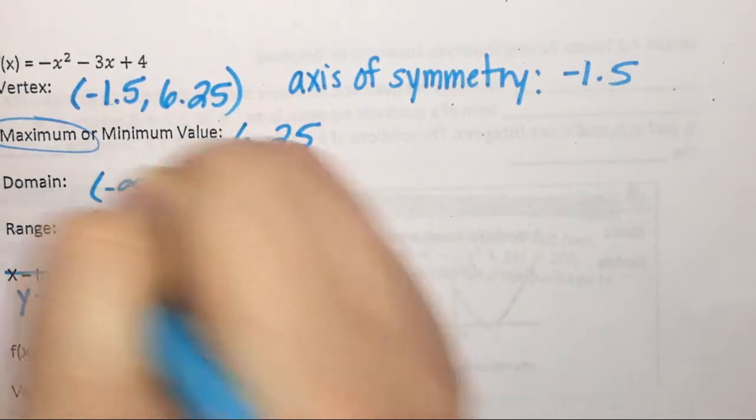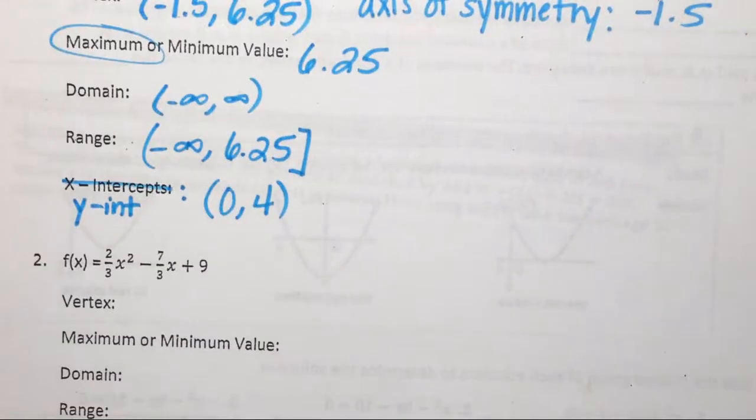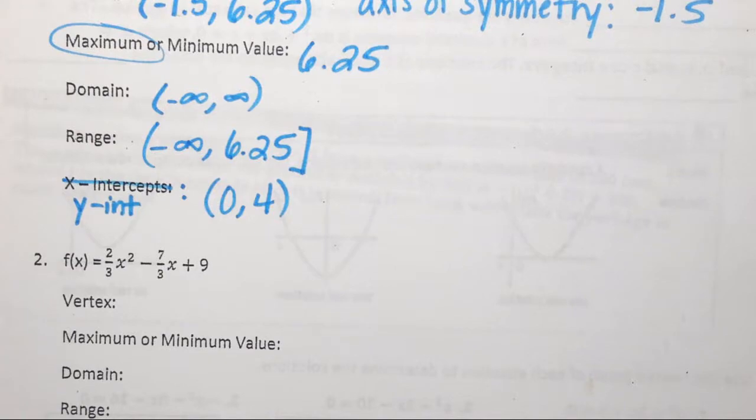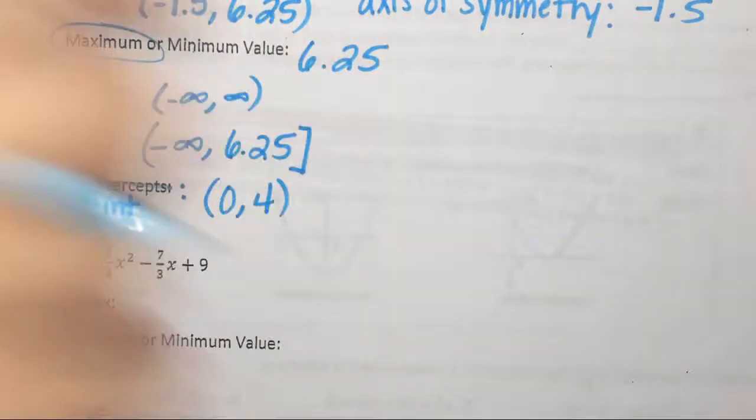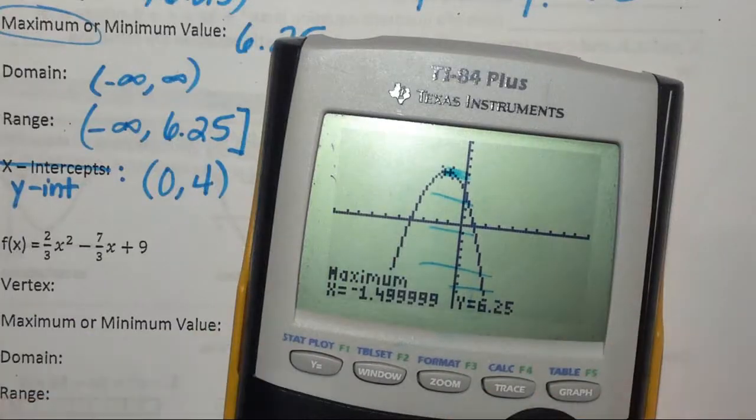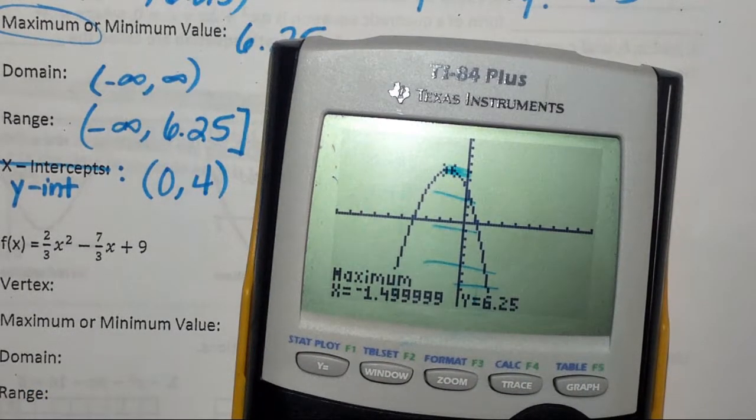Okay, Miss Compton puts it in a bracket. Why do I put the 6.25 with a bracket and not a parenthesis? Well, it's not an infinity. That's true, but why? What does the bracket imply about it? I can touch it. Yes, Reagan, you have a point for that. I can actually touch it at that point. Remember, we used to have open circles if we couldn't touch them, but I can touch it. See, I'm touching it. Okay, so that is what we're going to do.